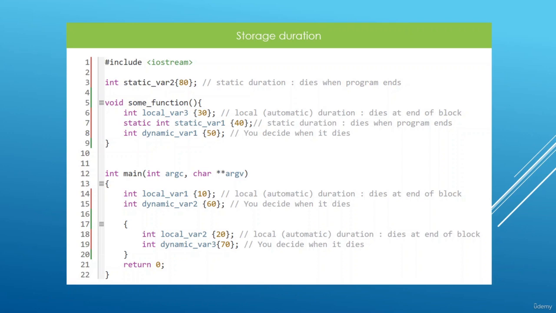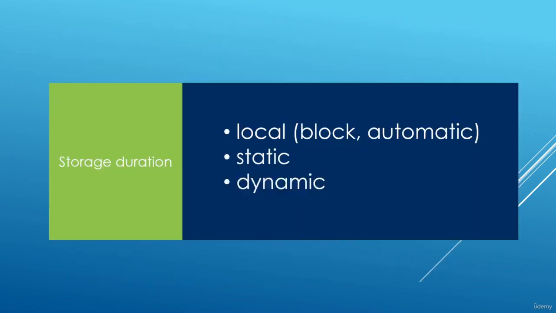But for now, know that we have three types of storage duration. We have local variables, or variables with local storage duration. These variables die when we hit the end of the block where they were declared. We have variables with static storage duration. These variables die when we hit the end of the program. And we have variables with dynamic storage duration, for which you, the developer, get to decide when they die.